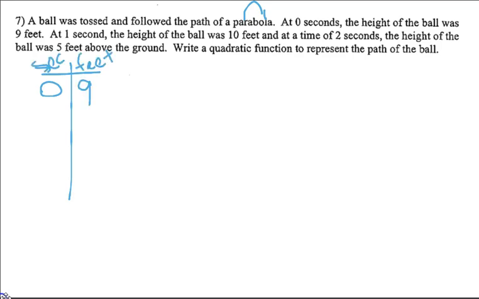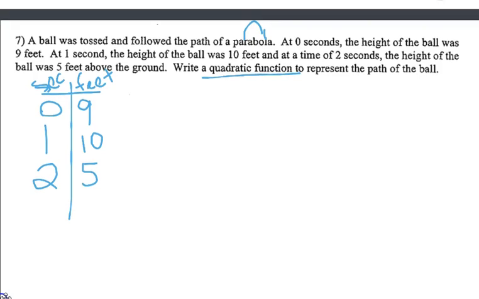At 1 second, the height of the ball was 10 feet. And at a time of 2 seconds, the height of the ball was 5 feet above the ground. Write a quadratic function to represent the path of the ball. So using these 3 points that they gave us, we can plug into our calculator to get the equation.